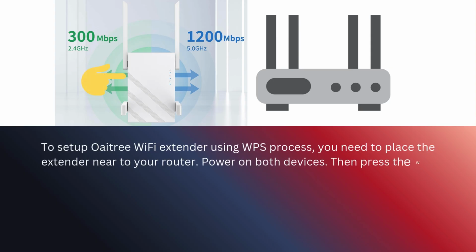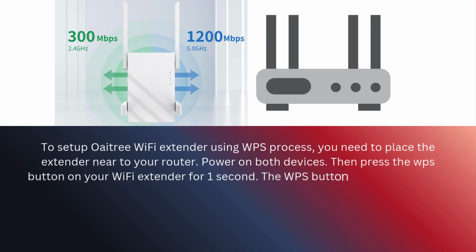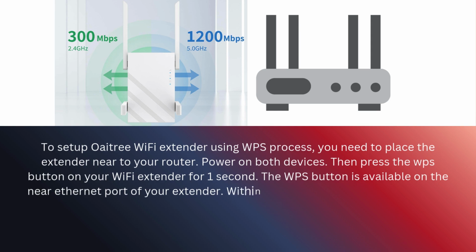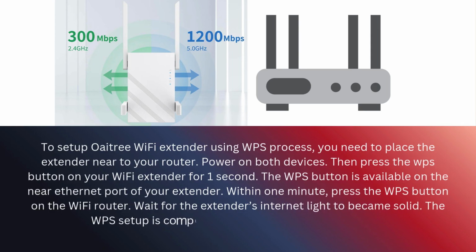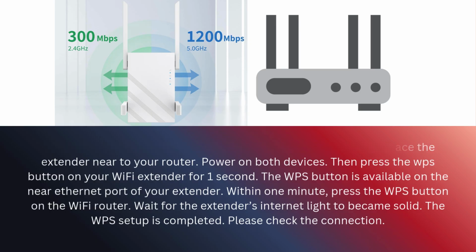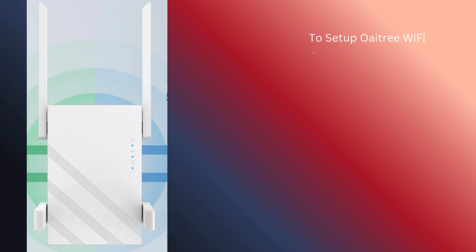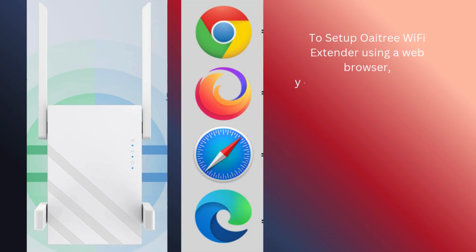Then press the WPS button on your Wi-Fi extender for 1 second. The WPS button is available on the near Ethernet port of your extender. Within 1 minute, press the WPS button on the Wi-Fi router. Wait for the extender's internet light to become solid. The WPS setup is completed. Please check the connection.